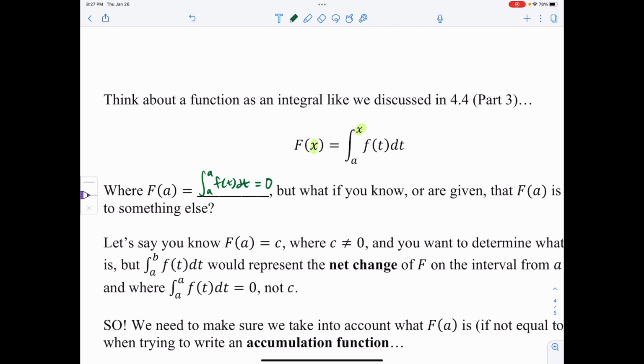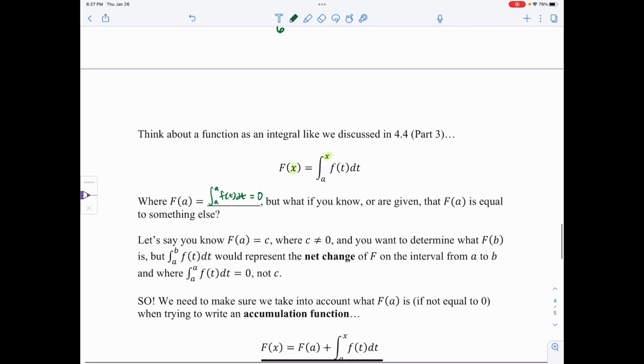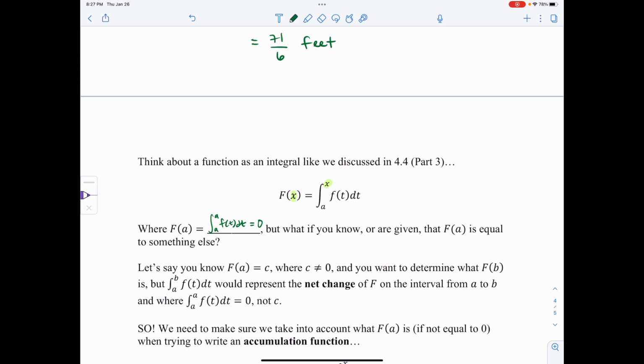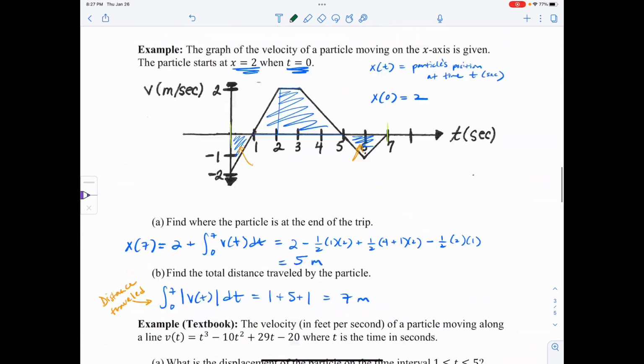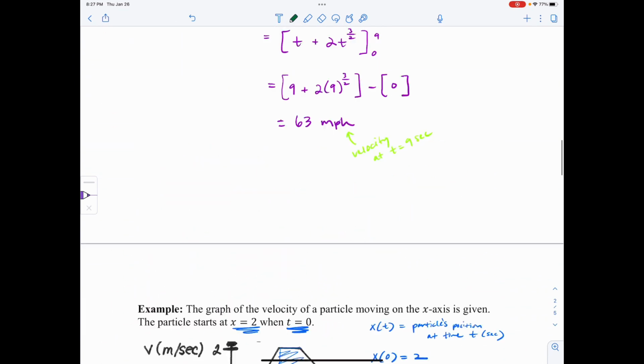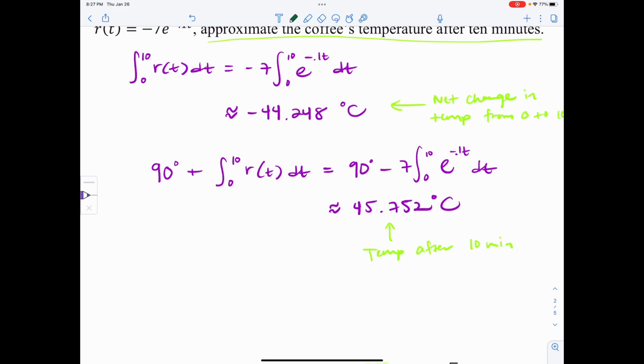So we had some problems. We had a couple problems, I think, where we ran into this issue. We didn't think about setting up the integral as its own function, but we did. But we had to take into account a starting value. The one that first comes to mind was the coffee, right? So at t equals 0, we were given that the coffee was 90 degrees. So we had to take into account that starting temperature and then add the net change.